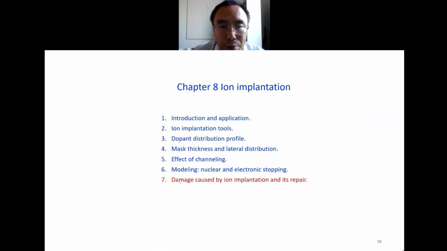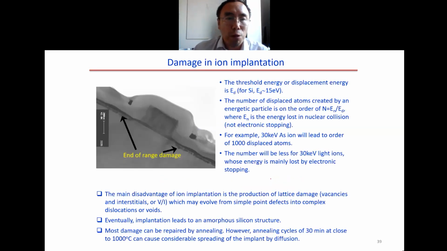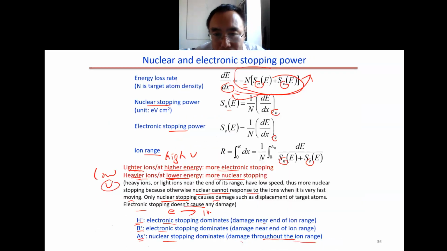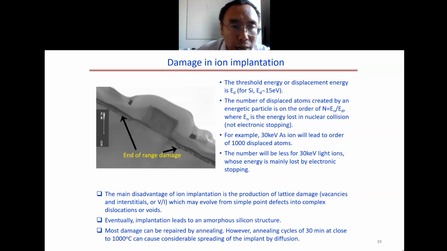And now we look at damage caused by the ion implantation and its repair. We see that there will be damage near the end of the ion range. For the light ion, there will be damage near the end of the ion range. So what you see here is end of range damage. So we see the damage along here. This is near the end. So they go through here near the end. So we have the damage.